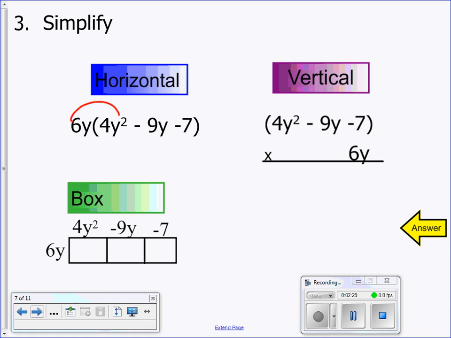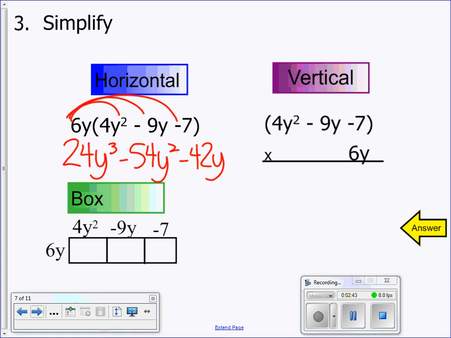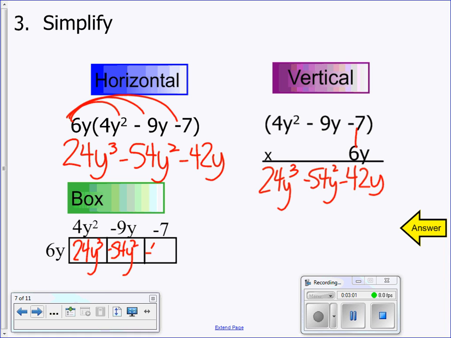Again, doing our distributive property, 24y to the third minus 54y squared minus 42y. Same thing here, 42y, 54y squared, and 24y cubed. In the boxes, 24y cubed, 54y squared, 42y.